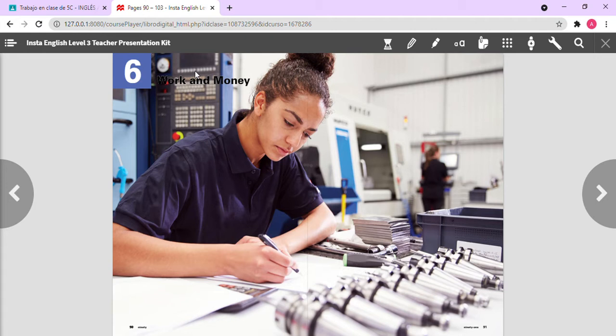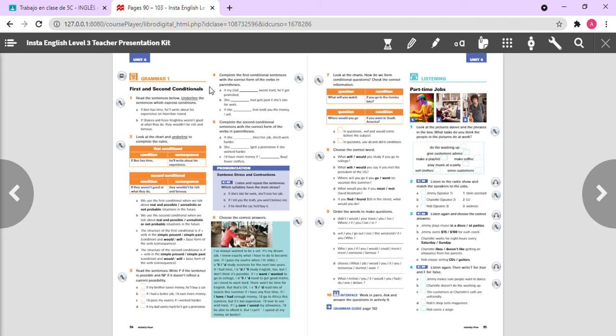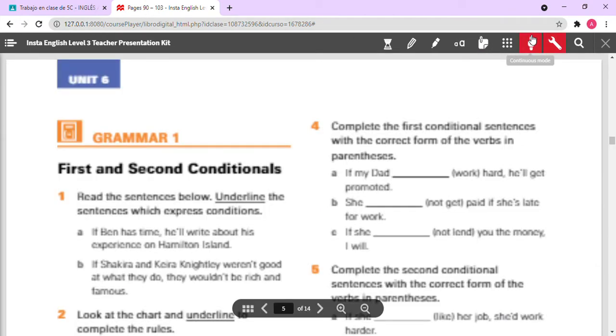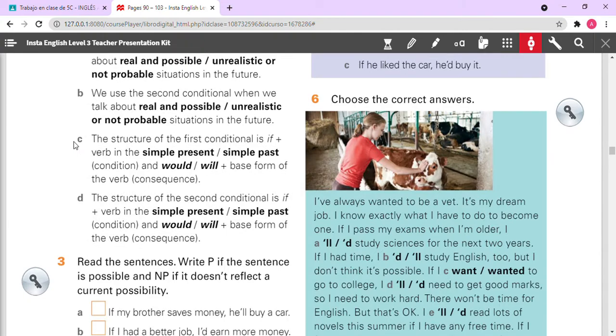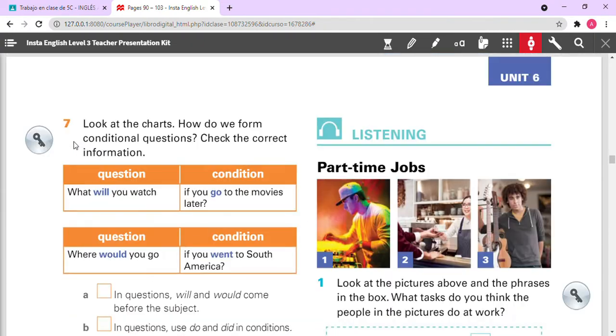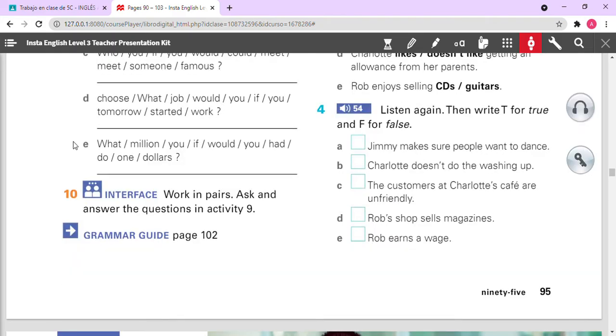Remember, we're on lesson number 6 and the title is Work and Money. For today, we're going to work on pages 94 and 95. Let's see. This is page 94 and also page 95.